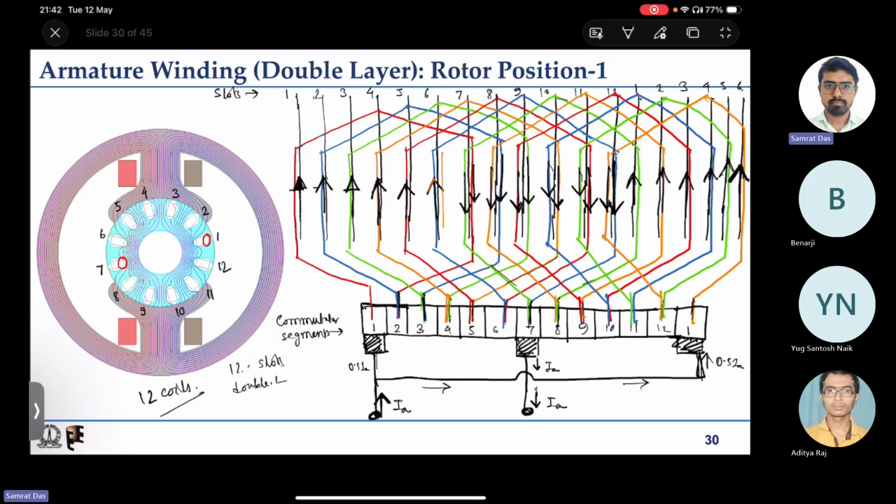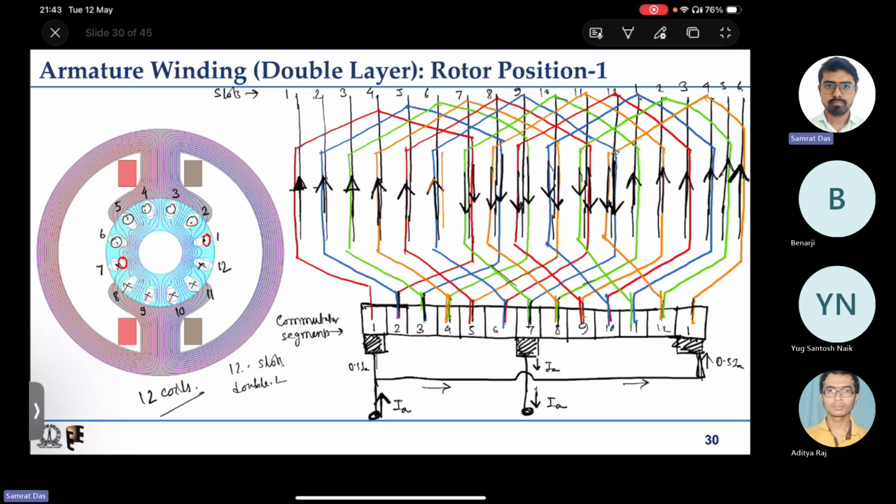the upward direction. So if they are dot, the entire slot will be dot only. If it is cross, the entire slot will be cross only. And the other slots like 7, 8, 9, 10, 11, 12, whatever is the direction of the other slots, the opposite direction of current flows to the other slots, right? So this is how the current flows for this rotor position.